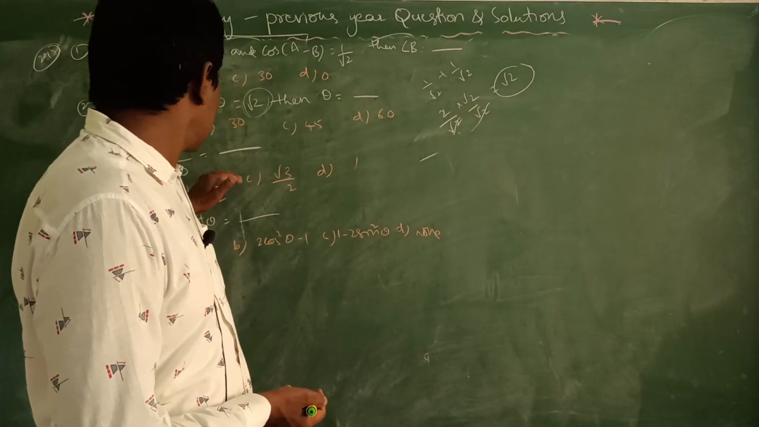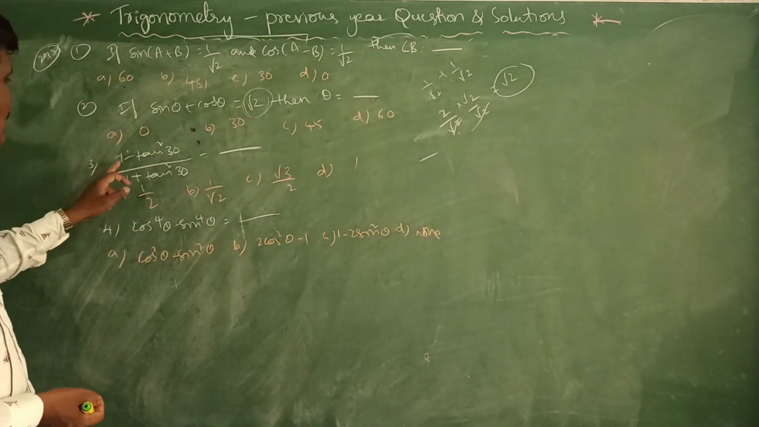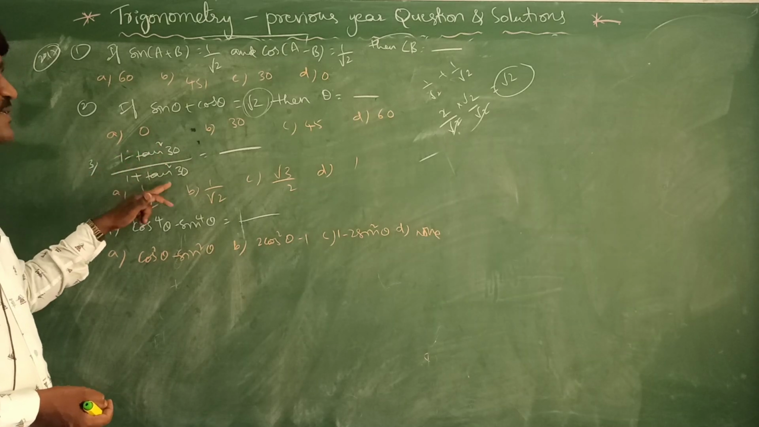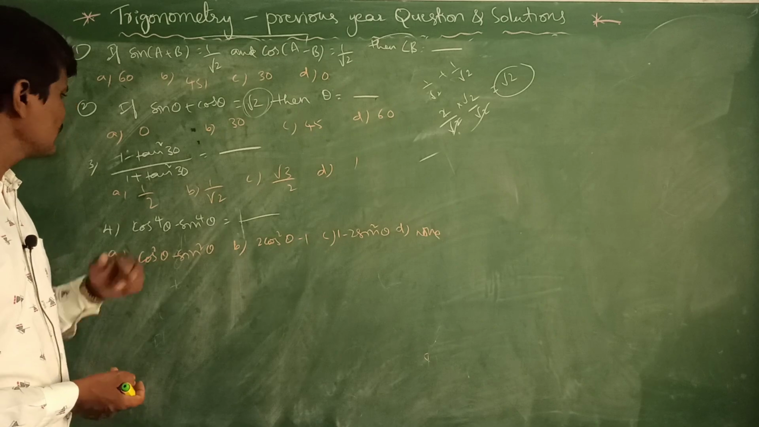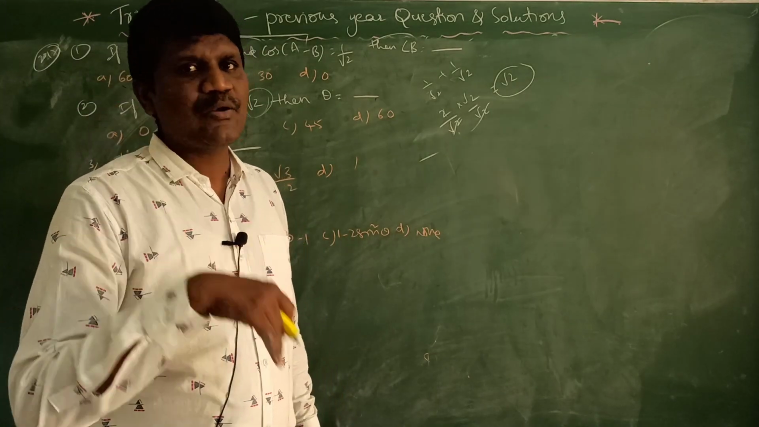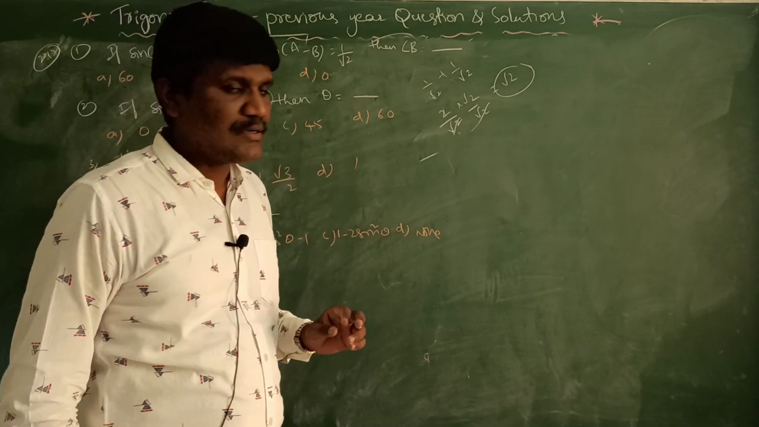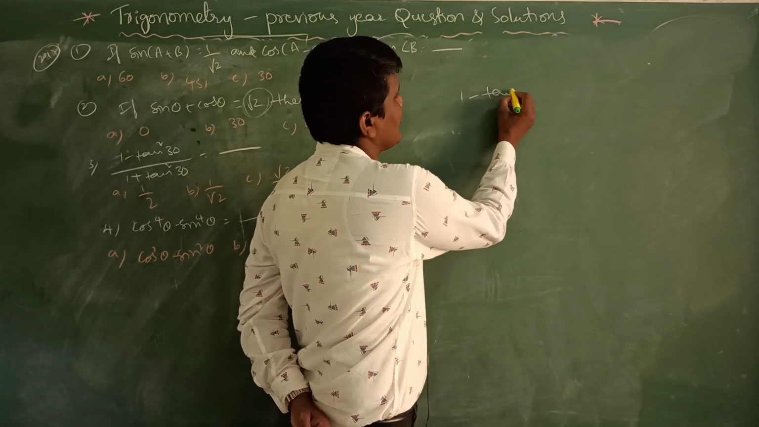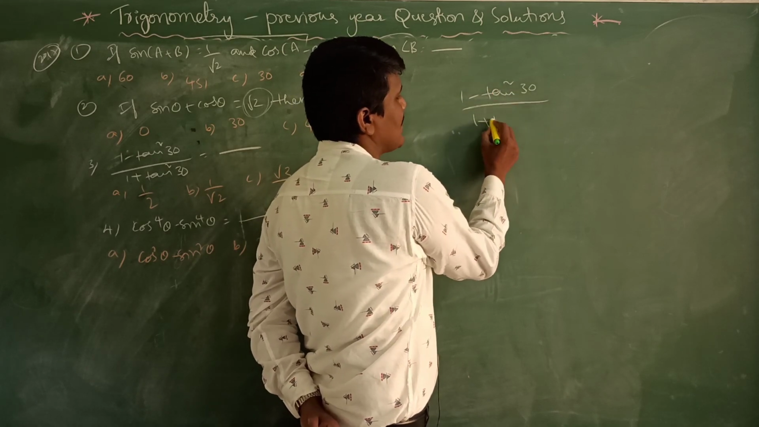Okay. Next, third question. (1 minus tan square 30) by (1 plus tan square 30) is what? What is the tan 30 value? Tan 30 value is 1 by root 3. You substitute, you will get the answer. So 1 minus tan square 30 by 1 plus tan square 30.